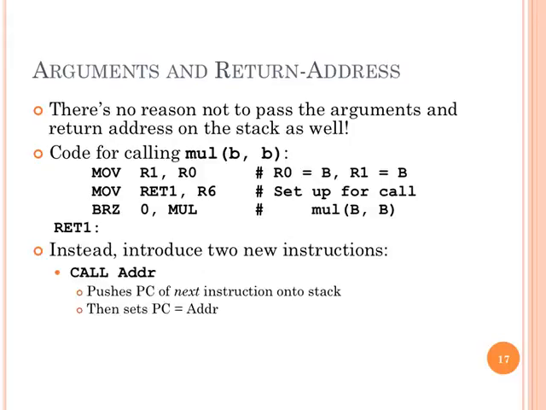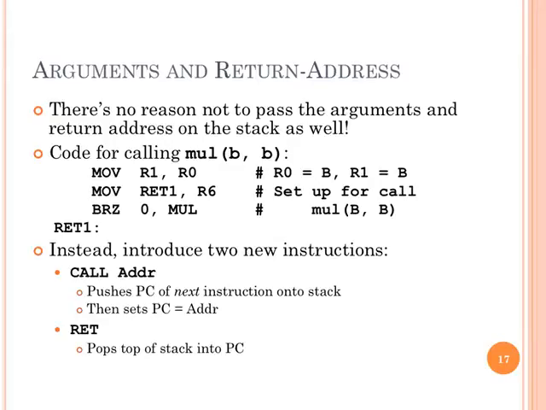So we have this new operation call, which basically does the same thing as those last 3 lines. Call adder pushes the program counter of the next instruction onto the stack. Why does it push the next instruction? Well, because when we return, we don't want to go back to the call again and then call it and return and call it and return and end up in a loop. So we push the next instruction's address. And then we set the program counter to be the address that's part of the call.